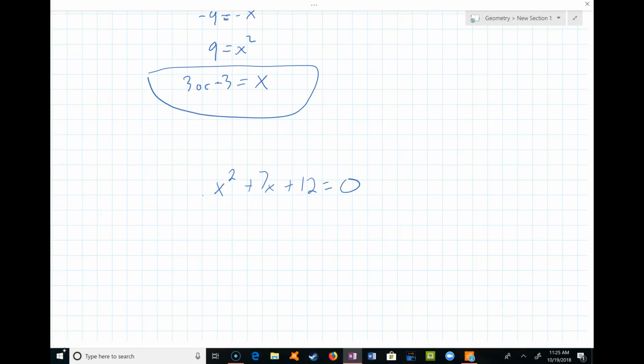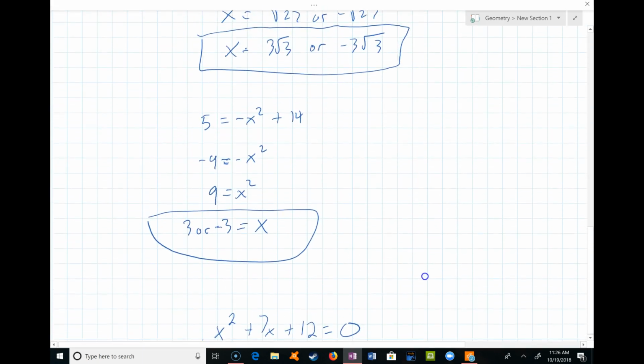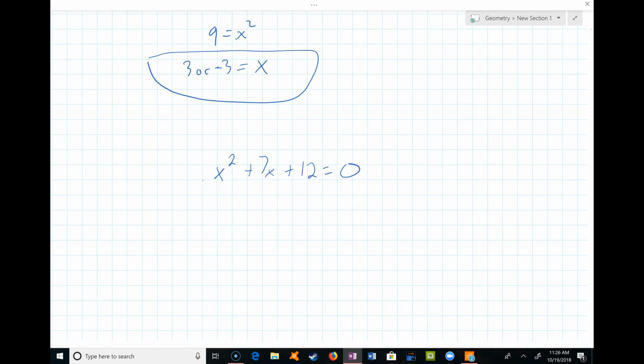Okay, we're picking up on the cliffhanger here. So last video we were solving quadratic equations and everything is going well, just using the same method we've always done. And then we came to this one and the method didn't work.